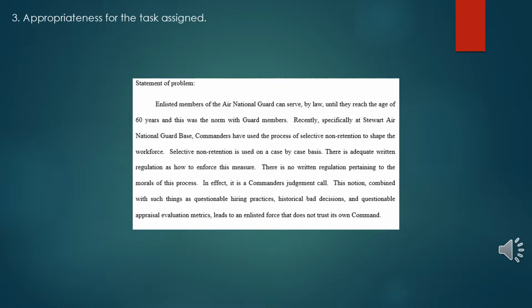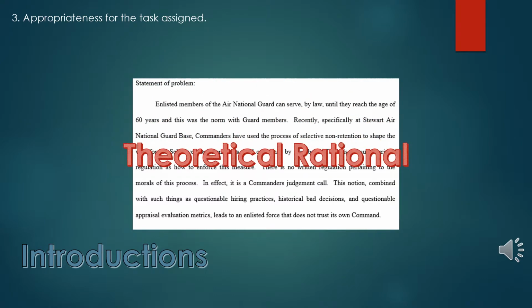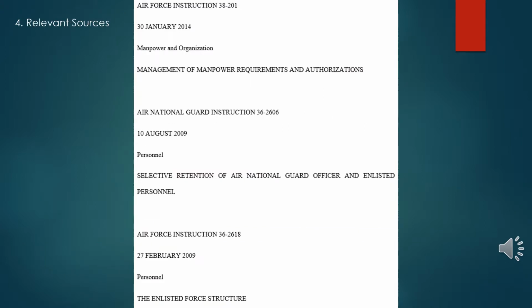Appropriateness. This is an excerpt from my 495 management course. Shown is a statement of problem. Papers must be written in the appropriate format. This paper also included an introduction, theoretical rationale, and a conclusion, among others. These items are appropriate for the type of paper I was required to write. However, they would not be appropriate for something such as a short story, or a reflection paper written about an essay or an article.